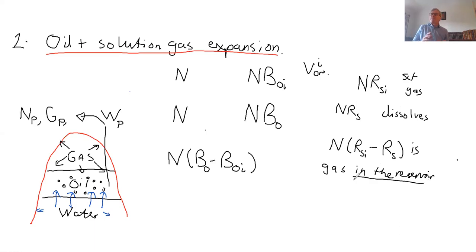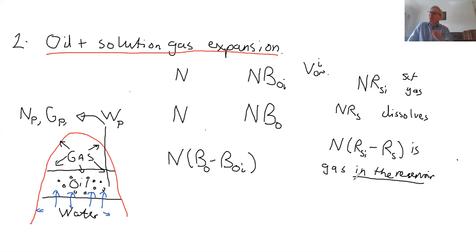So let's think about it. N R_si is the amount of gas basically that can come out. But now at some lower pressure, I assume I put that oil and gas back underground, but at a lower pressure. N R_s dissolves into the oil. But if we're below the bubble point, some of it doesn't dissolve in oil. How much does not dissolve? It's the difference. It's N R_si minus R_s. So that's actually gas in the reservoir.